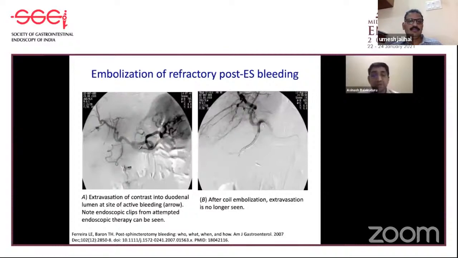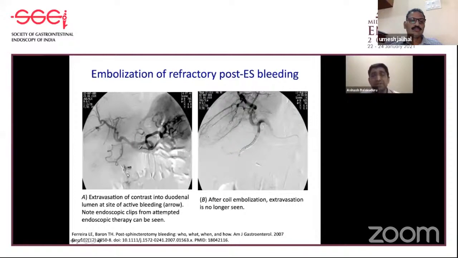Embolization of refractory post sphincterotomy bleed is definitely an option. Here we take the help of interventional radiologists, who do the arteriogram and identify exactly where the leak is. Once we identify it, we coil embolize that area, and you can see in the subsequent slide that there is no bleed.